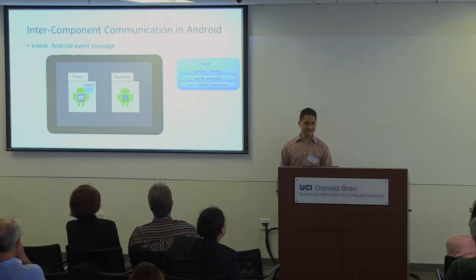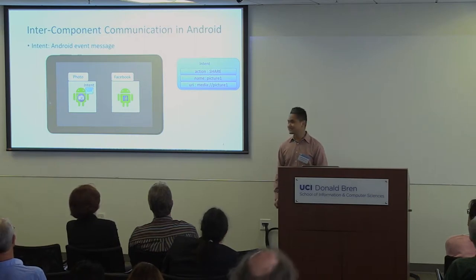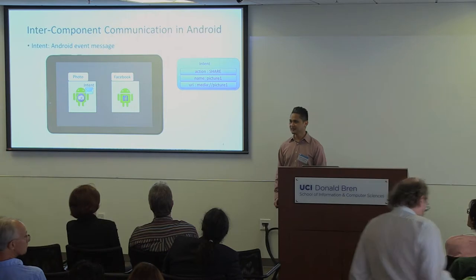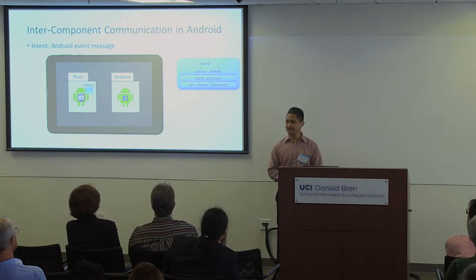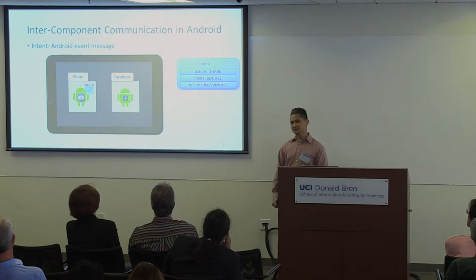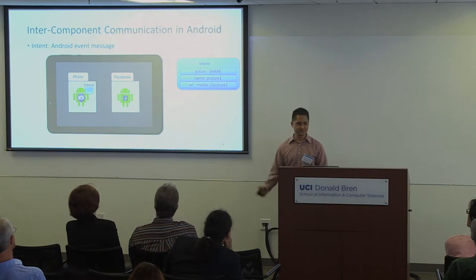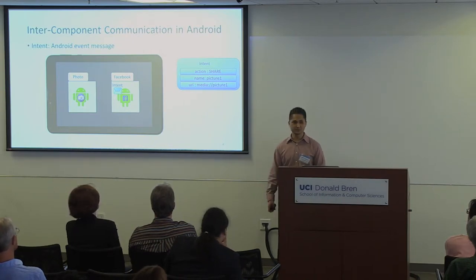And one of the key attack vectors to create those attacks is the intercomponent communication mechanism of Android, which is based on a distributed event-based mechanism called intents. These are the Android event messages exchanged between apps. For instance, you're seeing here a photo app, and it wants to share a photo that's just been taken with Facebook. So it sends an intent message over, and this intent message can have a payload with a bunch of contents, including the action sharing, the name of the picture, and the location where the picture is stored on your device, for example.